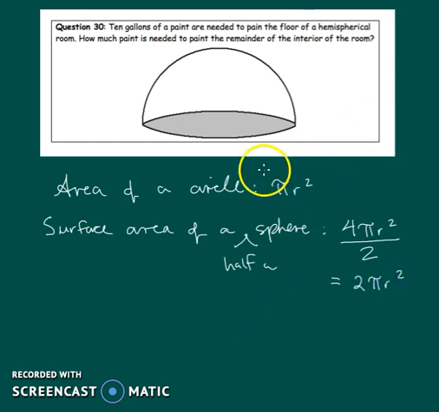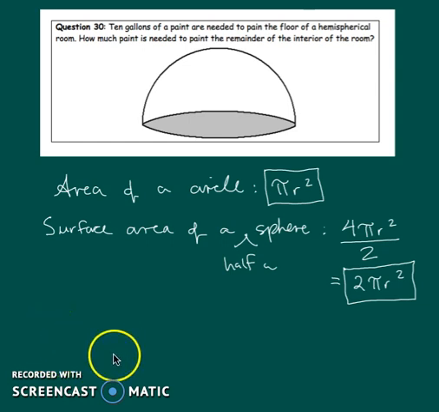Now take a look at these two formulas. Area of a circle is pi r squared, and the surface area of half of a sphere is 2 pi r squared. In fact, that means if we're talking about two objects that have the same radius, the surface area for the sphere will be exactly twice as much as the area of the circle. That means that if you're trying to paint something that is half of a sphere, you'll need twice as much paint as if you're trying to paint something that is a circle if they have the same radius.